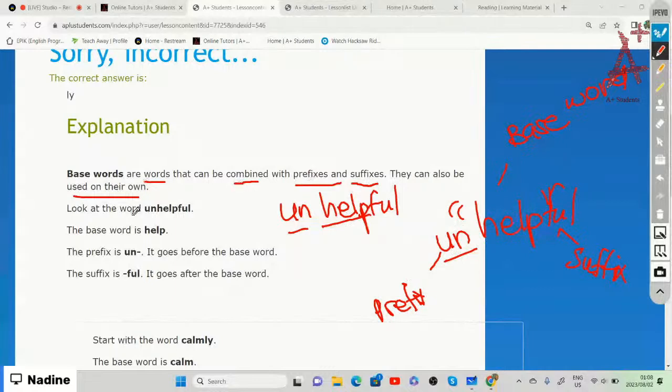And there it says, look at the word unhelpful. Help is the base word. The prefix is un, which goes before the base word. And the suffix is ful, which goes after the base word.